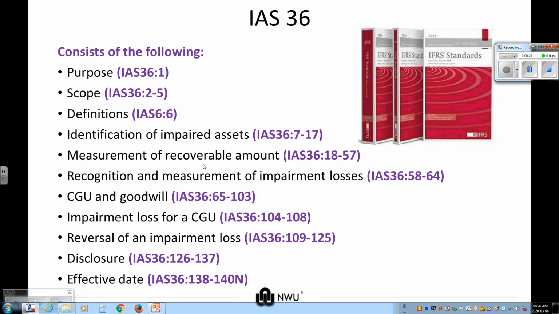So that will be our fair value less cost to sell, or how to calculate your value in use. Then how to recognize and when to recognize, and how to measure your impairment loss. It will explain how to treat cash generated units and goodwill, how to account for an impairment loss for a cash generated unit, the reversal of an impairment loss, and then the disclosure and when is the effective date.